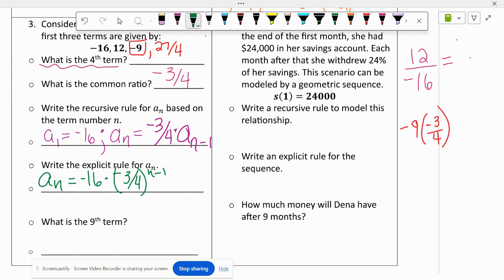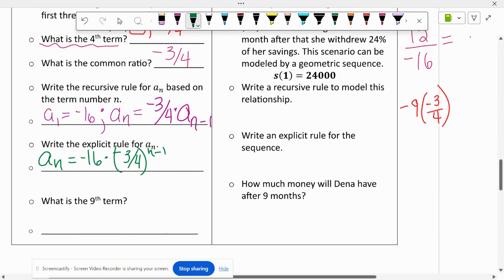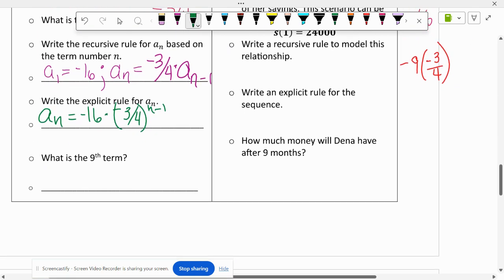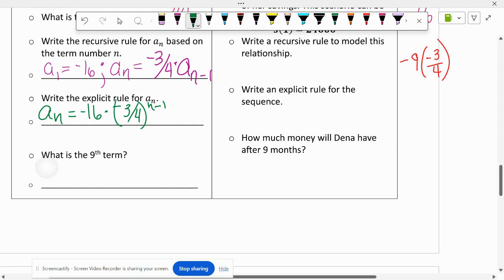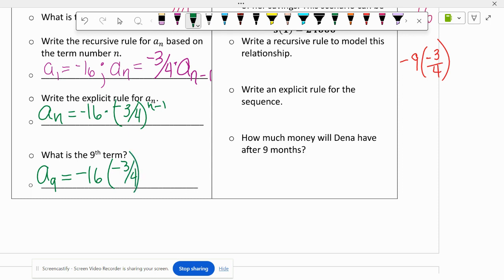Good job. So it says, what is the ninth term? Well, if I want to find the ninth term, I just plug it into my explicit formula. A sub 9 equals negative 16 times negative 3/4 to what power? If I'm trying to find the ninth term, if n is 9, what power am I taking this to? 9 minus 1, which is 8. You have to write it just like that in your calculator. You have to put negative 3/4 in a parenthesis before you raise it to a power.